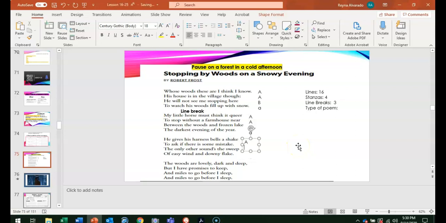What about shake and mistake? Do they rhyme? Yes, so it is letter A. Good. What about sweep? Sweep, shake. Sweep, mistake. No, so that is letter B. Good. They had to find a new family, right? What about flake? Flake, shake. Do they rhyme? Yes, so it is family A.